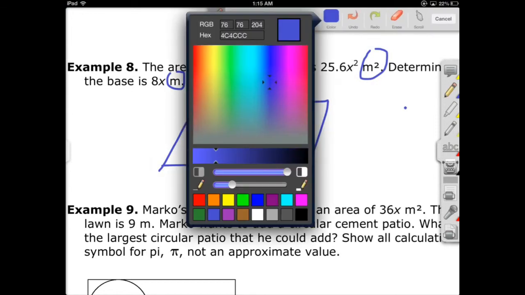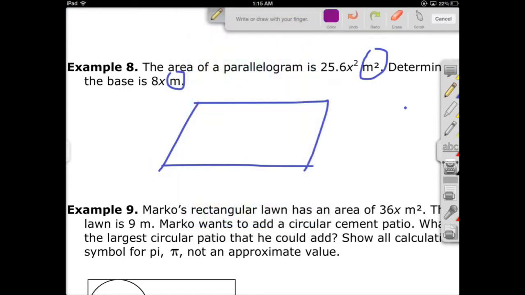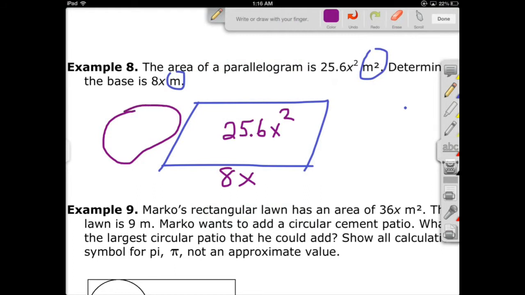So what have they got? Let's switch colors up. The area is 25.6x squared, and that came from a base of 8x multiplied by something else over here. We don't know what it was. Well, when we multiply two things, we get area. Okay, so essentially we've got length times width.